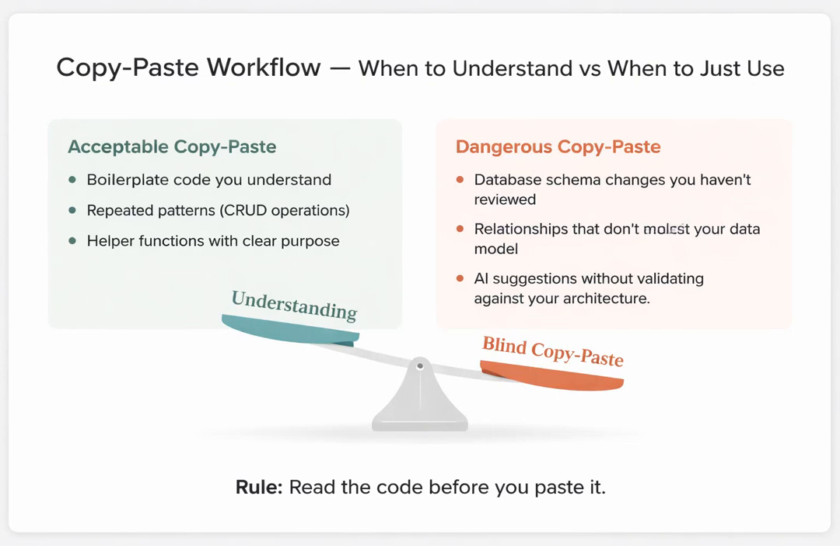Throughout the session, a lot of copy-paste was done, and that's fine for repetitive patterns like CRUD operations. But the instructor makes an important point. Directly copying and pasting code without reading it, especially when it involves database changes or model relationships, can introduce bugs that are hard to trace. The rule of thumb is read the code, understand what it does, and only then paste it. This is especially true when working with AI-generated code, which may suggest architecturally incorrect solutions.